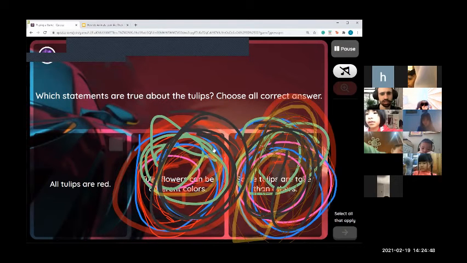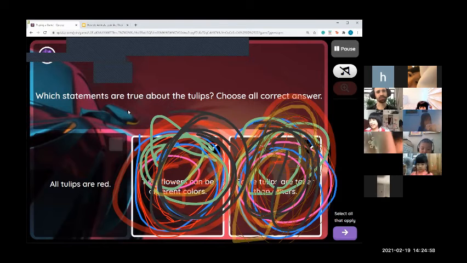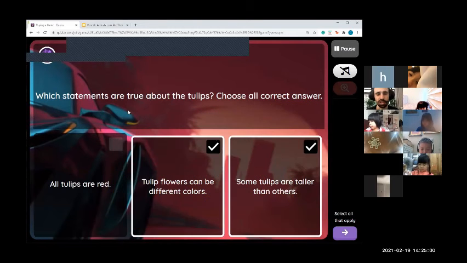You guys chose these two. The first one, the second one, and the third one. Let's read them. Tulip flowers can be different colors. That's correct. Do you guys remember the picture that we looked at in class? There was yellow tulips, there was white tulips, red tulips, purple tulips. Remember all the different colors? So you guys got that one correct.